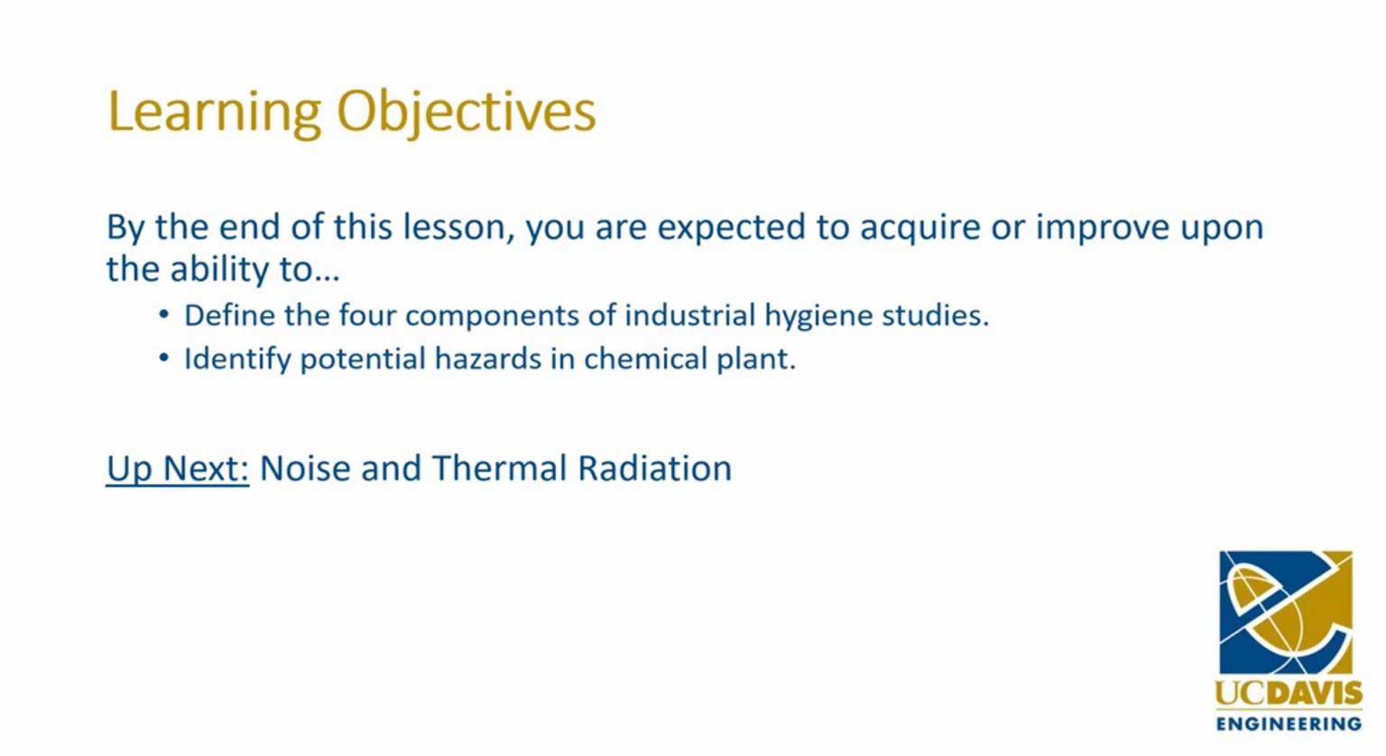In this lesson, you were introduced to industrial hygiene and learned the four components of industrial hygiene studies. Those were the anticipation, identification, evaluation, and control of conditions that cause sickness and injury. We also looked at the potential hazards in the chemical plant: toxic exposures, reactive chemicals, noise, biohazards, extreme conditions, flammable chemicals, and such. Coming up, we're going to look more at noise and thermal radiation.